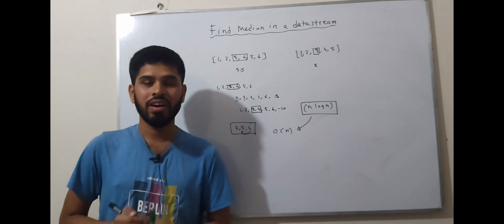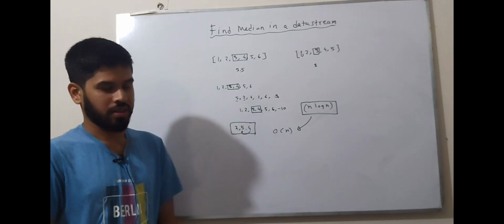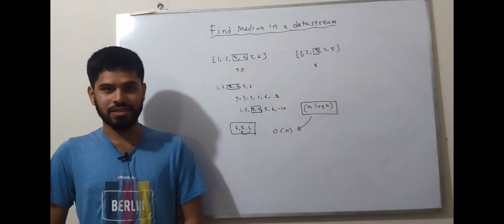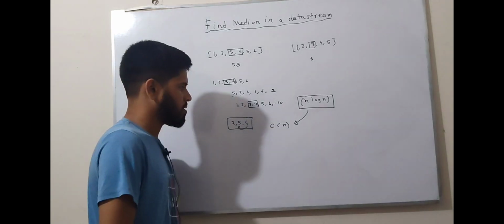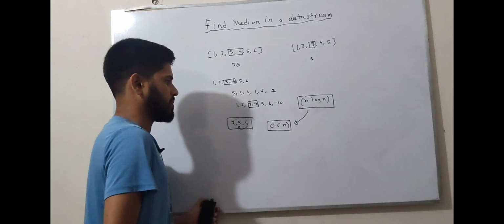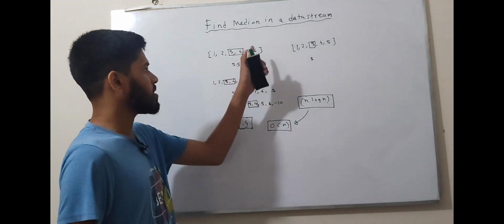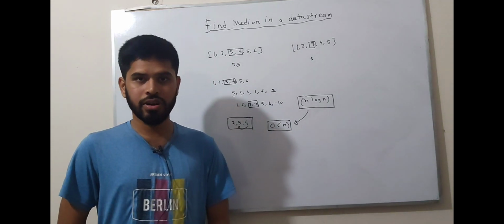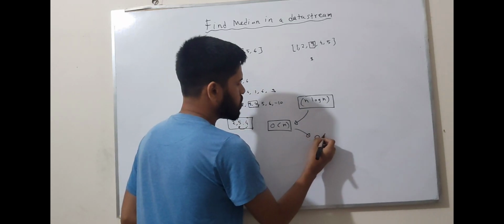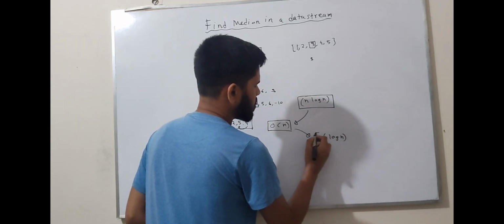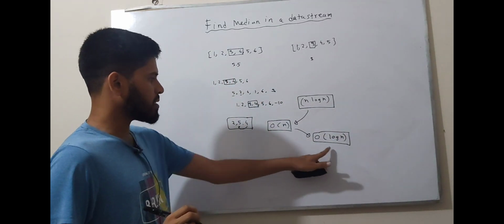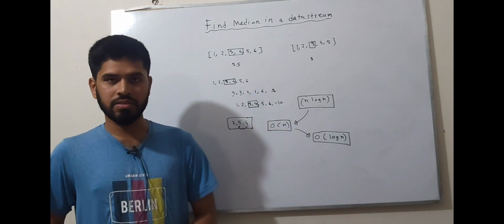Can I improve it? Yes, obviously we can improve it. We can improve it from linear to logarithmic time complexity. Let's see how. We know we can solve this problem in linear time complexity. The median finding operation in the data stream will take linear time complexity. Now let's reduce this time complexity from linear to logarithmic. So how can we improve this linear time complexity to logarithmic time complexity?